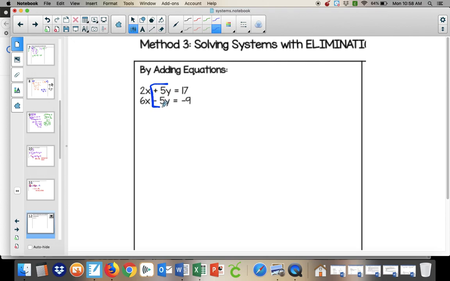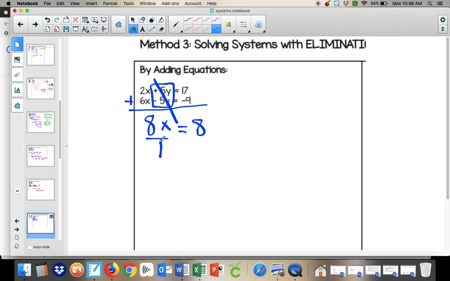But look at this right here. Are my y's opposite? Adding 5, subtracting 5. Are they opposite of each other? They are. This can cancel. It can eliminate. And I'm doing it by adding because 5 plus negative 5 is 0. So I'm going to add the rest of them. 2 plus 6 is 8x. That canceled. That was my goal. Equals negative 17 plus, 17 plus negative 9 is 8.